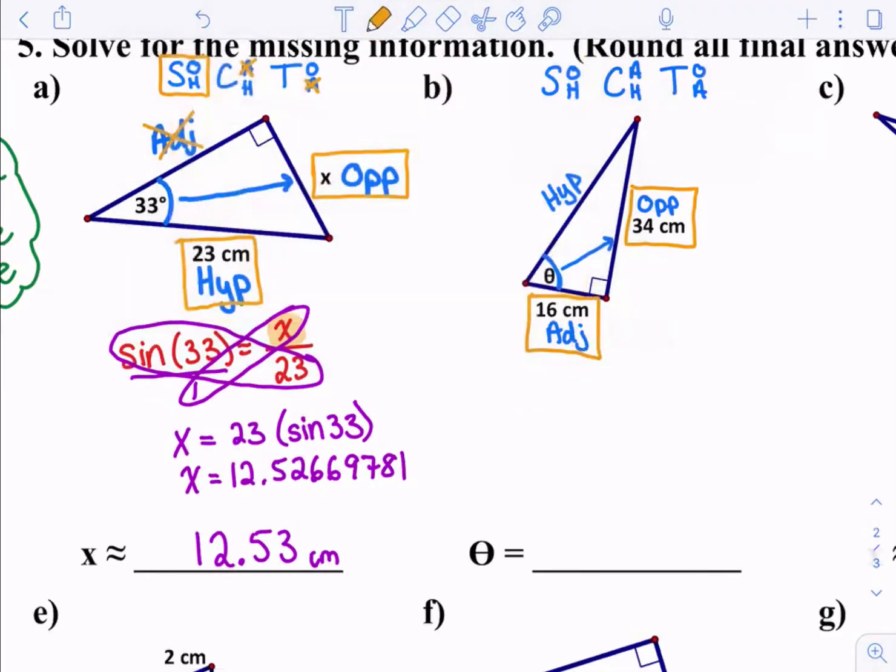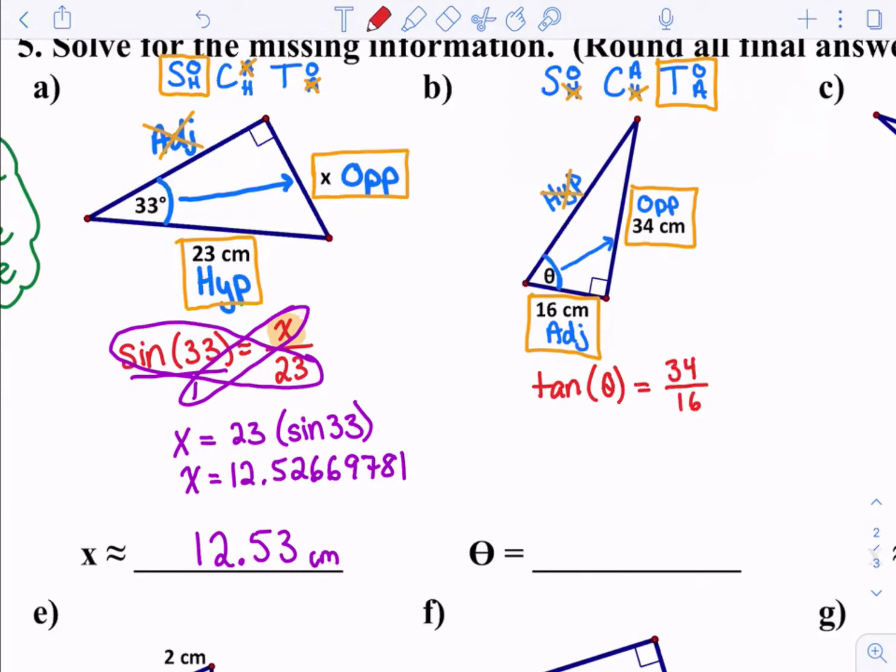So look at this. I don't need the hypotenuse. So this doesn't have, this has it, this has it. Oh, this is opposite and adjacent. So it looks like we're going to be using tan here. So tangent of the angle, which is that theta symbol I mentioned, equals opposite over adjacent.